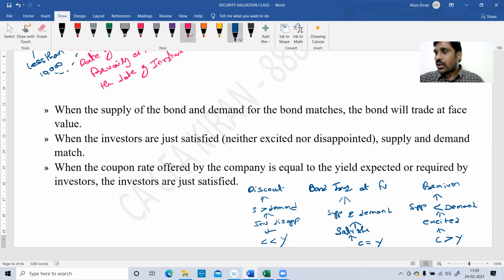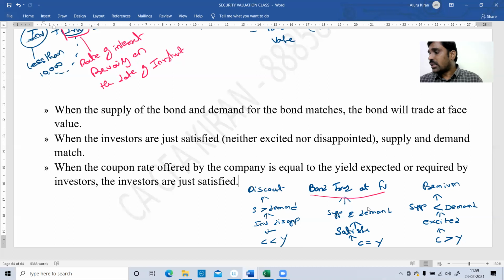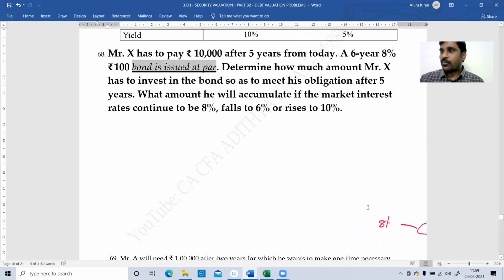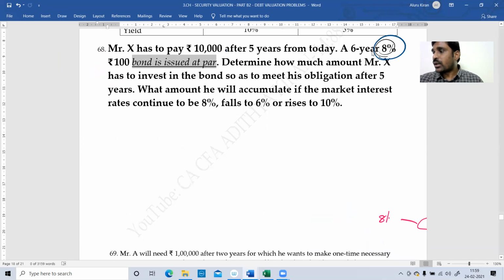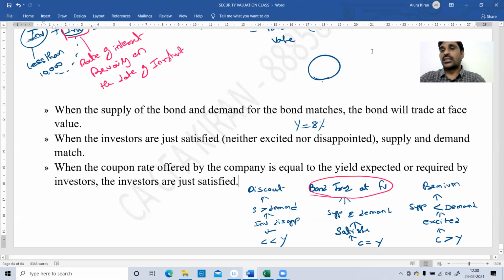In our example, they have given that the bond is trading at face value. Therefore, coupon is equal to yield. The coupon they have given in the question is 8%. Since the coupon rate is 8%, the yield is also 8% based on this logic.